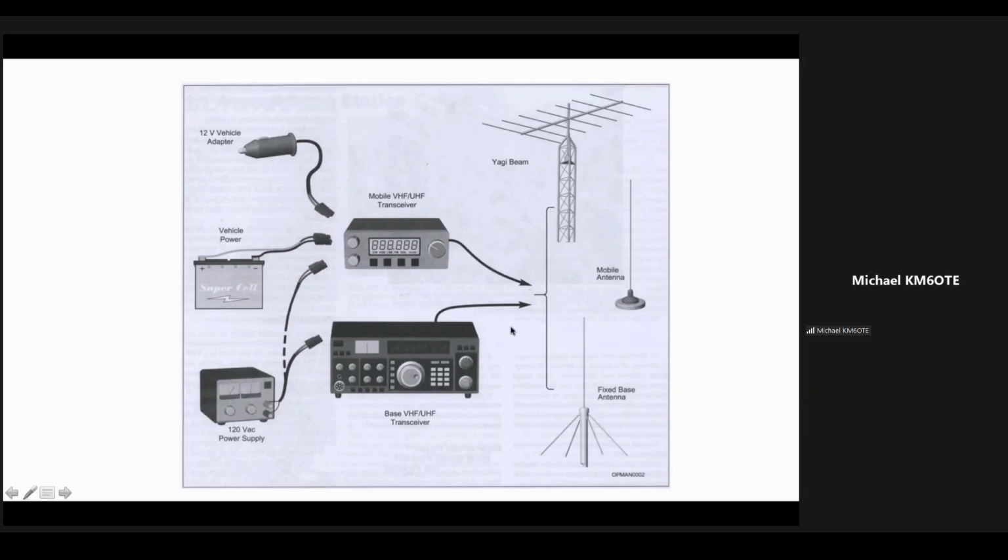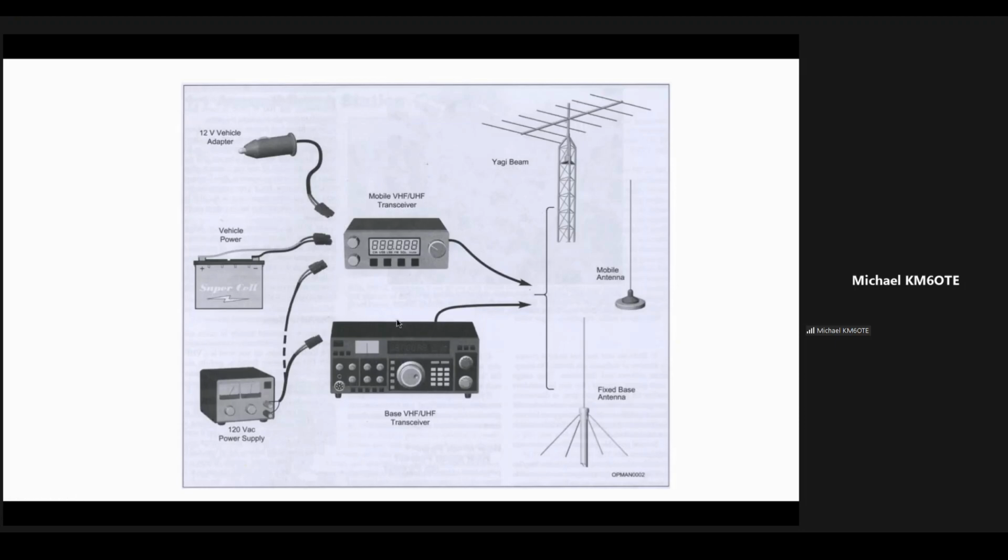Okay. On this side, this is the RF, radio frequency, output, and you can go to various kinds of antennas. You could have a beam antenna, a Yagi. You could have a mobile antenna on your car. You could have a fixed base antenna. And again, there are specifications for these things. Every one of these antennas is rated for a certain frequency or range of frequencies, and they're also rated for a certain amount of power.